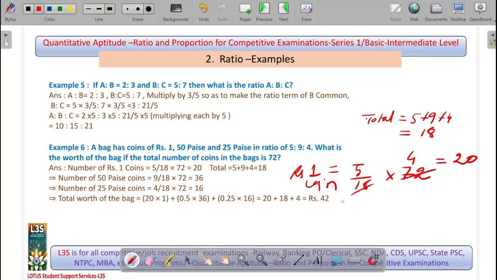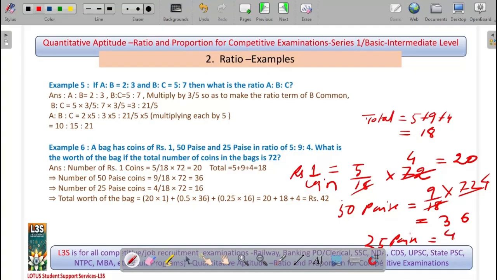Now 50 paise. What is the ratio? 9. So 9 by 18 into 72. So this becomes 36. And 25 paise, it is the ratio of 4, so 4 by 18 into 72, so it becomes 16.